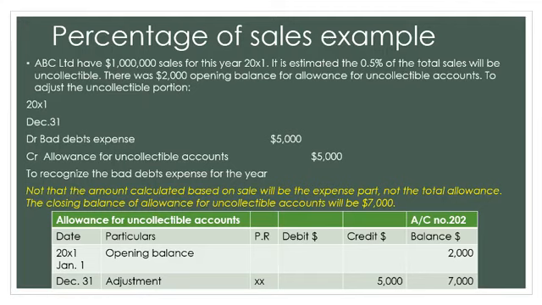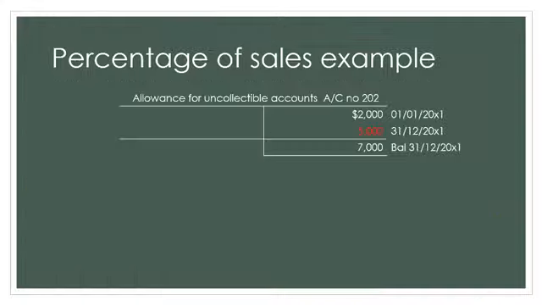When you do the running balance ledger method, you will have it this way. You have to post $5,000 on the credit side. If you're using T accounts, the T account will show like this. You have a $2,000 beginning or opening balance, and then you add $5,000. So the balance for this account, allowance for uncollectible accounts, will be $7,000.